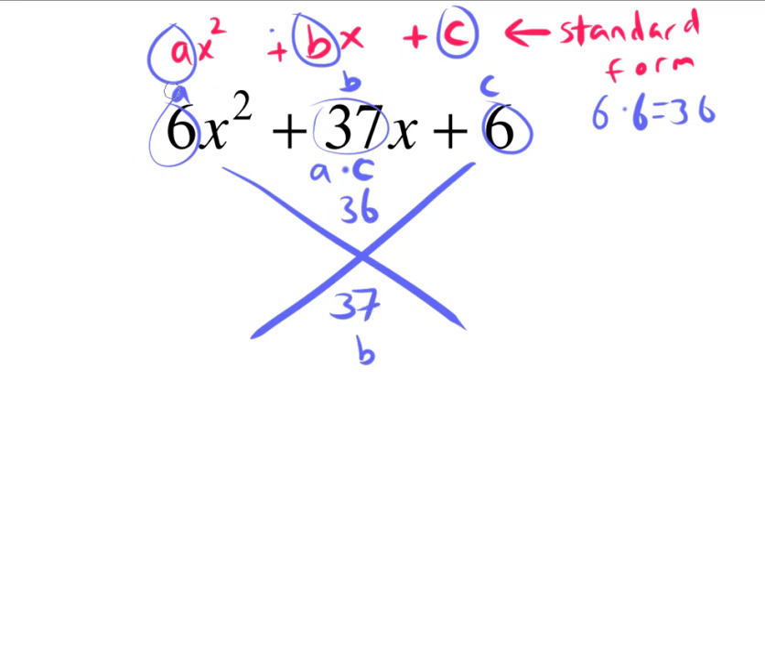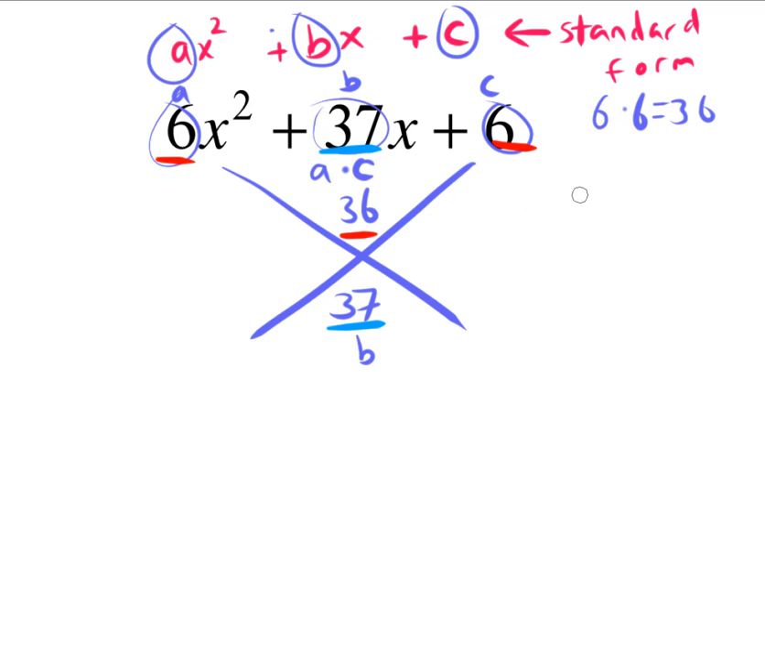Hopefully you understood where I got all that from. Once again, A times C gave me this 36, and my 37 came down here. You can remember this by saying B for bottom. B goes on the bottom, right? But anyway, you get the idea. You have 36 and you have 37. That won't always be that close, but in this case it is. At this point, I'm going to find all my factors of 36, because what I'm looking for is two numbers that multiply to give me 36, but that add to give me 37.